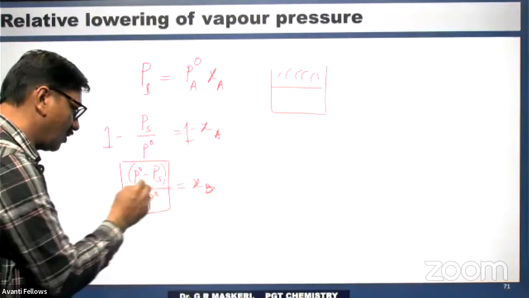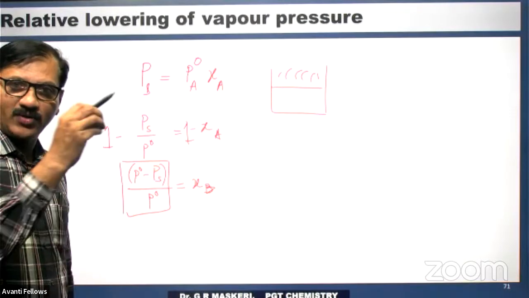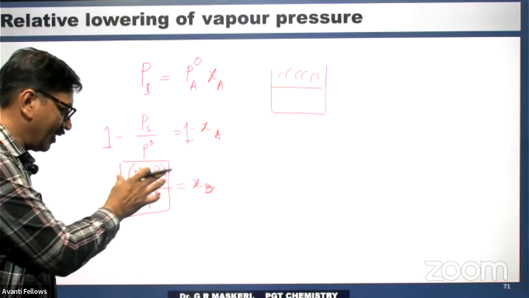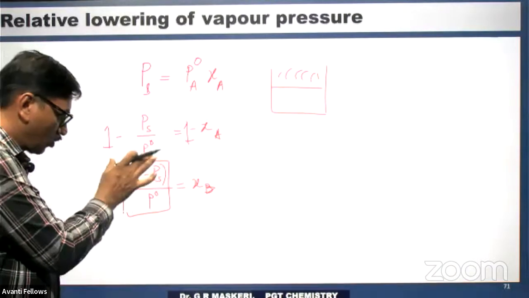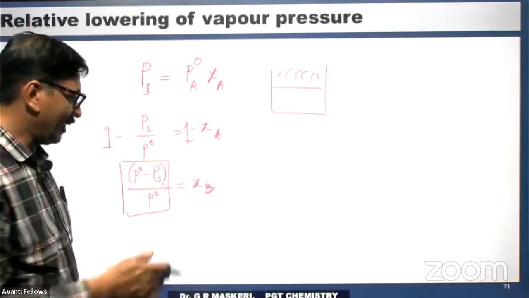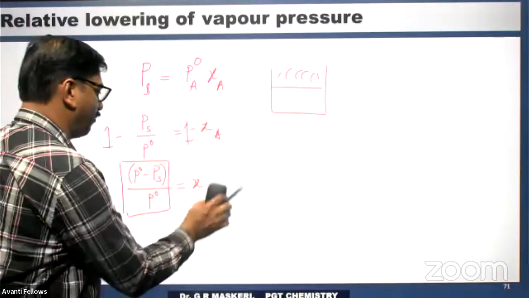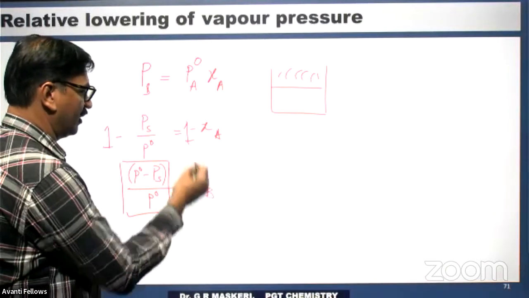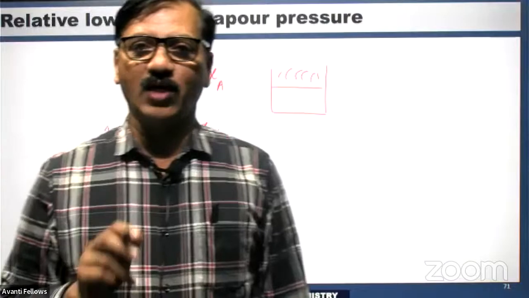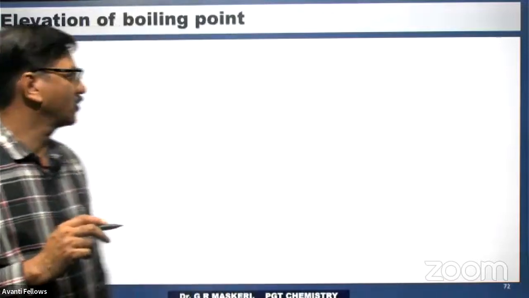It is the difference between the vapor pressure of the pure component and the vapor pressure of the solution. Suppose a non-volatile solute is added, the vapor pressure decreases. How much is decreased? That is the lowering of vapor pressure. So this divided by the vapor pressure of the pure solvent will give the relative lowering of vapor pressure. That depends only upon the mole fraction of solute. So this is XB, right? Because it is 1 minus X, it doesn't depend upon the solvent now. Now it is the solute. Therefore, relative lowering of vapor pressure depends upon the solute particles. Therefore, it is a colligative property, right?